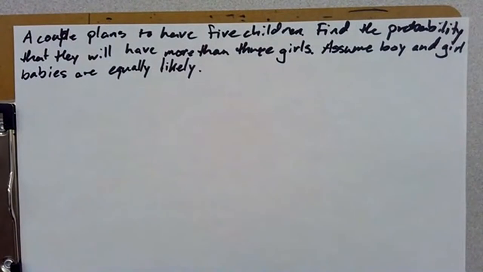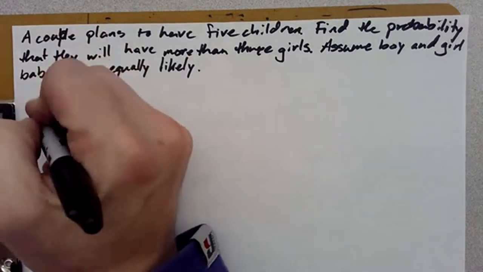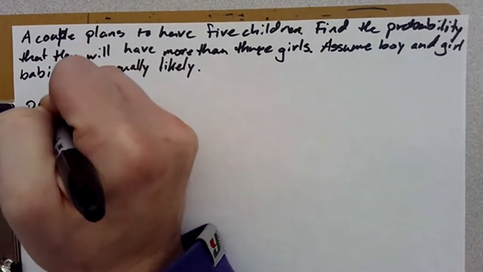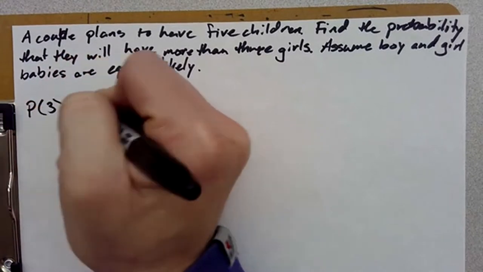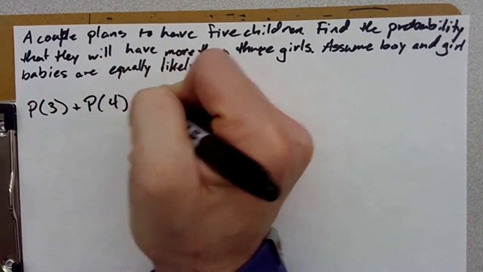Here, a couple plans to have 5 children. Find the probability that they will have more than 3 girls. Assume boy and girl babies are equally likely. Well, to say that they're going to have more than 3 girls means that they're going to have 3 or 4 or 5 girls. So we need to find the probability of each of those events and then add them up. So what we're really looking for is the probability of 3 plus the probability of 4 plus the probability of 5.